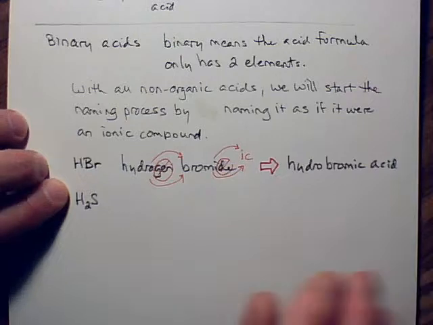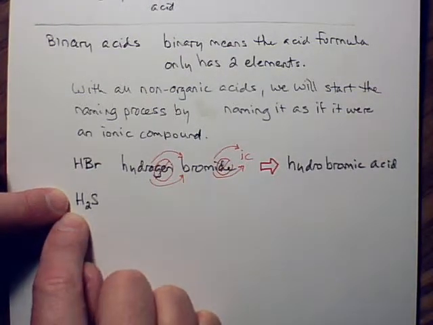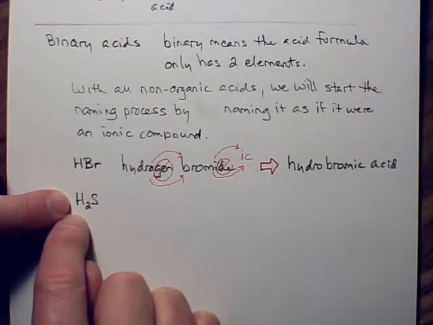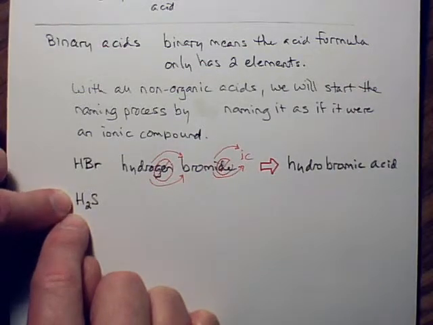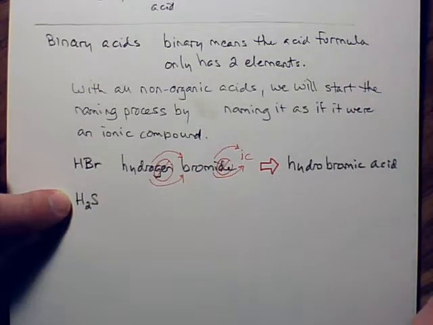There's no Roman numerals because the hydrogen is the cation, and this hydrogen only has one oxidation number, so there's no reason for Roman numerals when you're naming acids. Does that make sense to you? Okay.